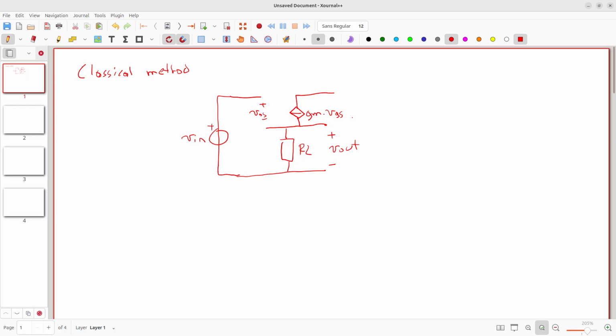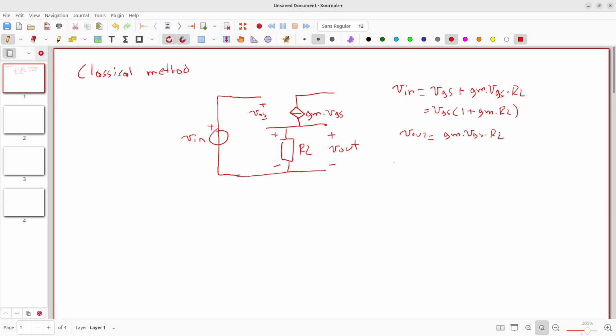So then we will have that V in is equal to VGS, that is the voltage drop here, plus the voltage drop here. That will be GM times VGS times RL, and this is equal to VGS times (1 plus GM times RL). And then the output voltage will be, in this case, only GM times VGS times RL.